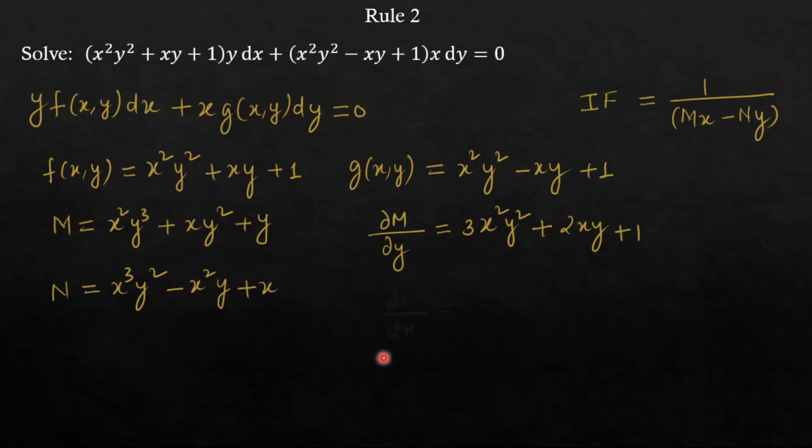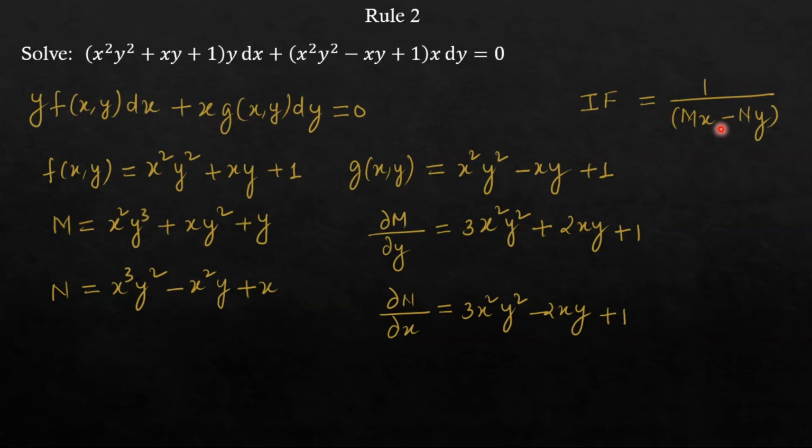Now the value of del N by del x: I will treat y as a constant here. So 3x square y square minus 2xy plus 1. You can clearly see these two are not equal, because here it is a positive sign, here it is a negative sign. Hence the given differential equation is not exact, but it is in the form of y times f(xy) dx plus x times g(xy) dy equals 0.